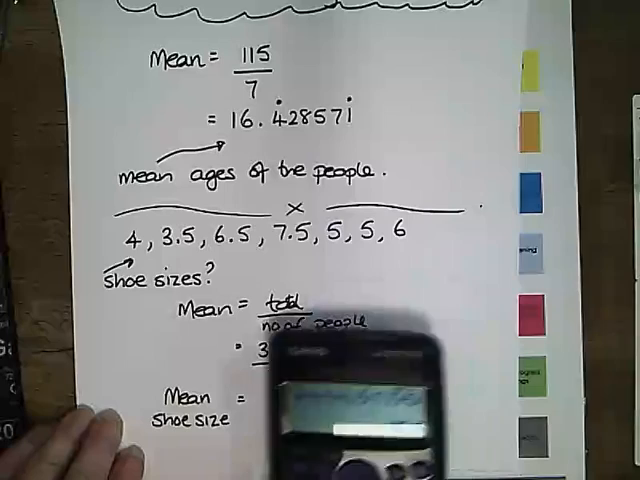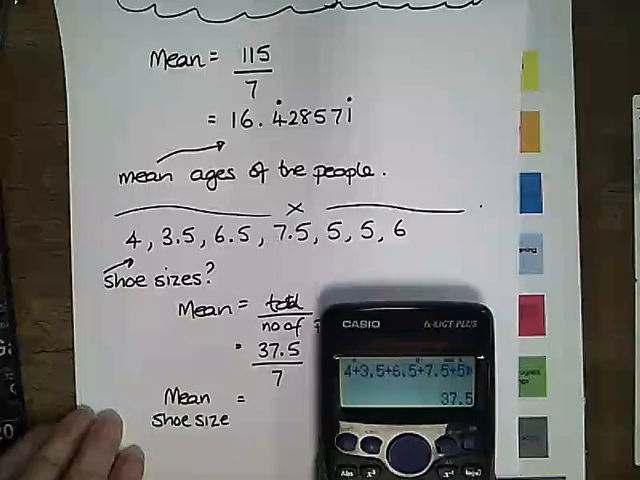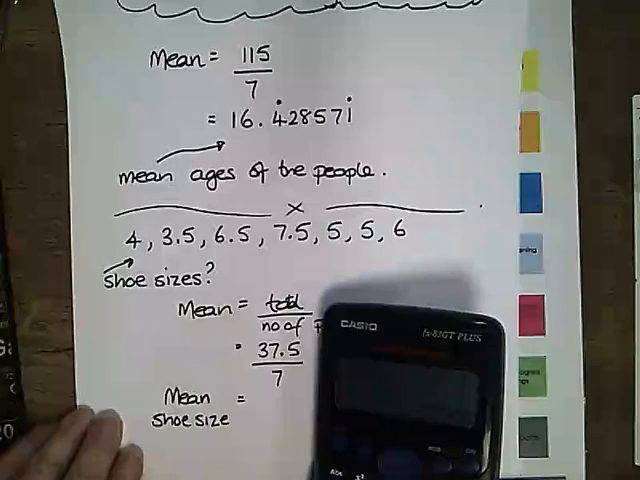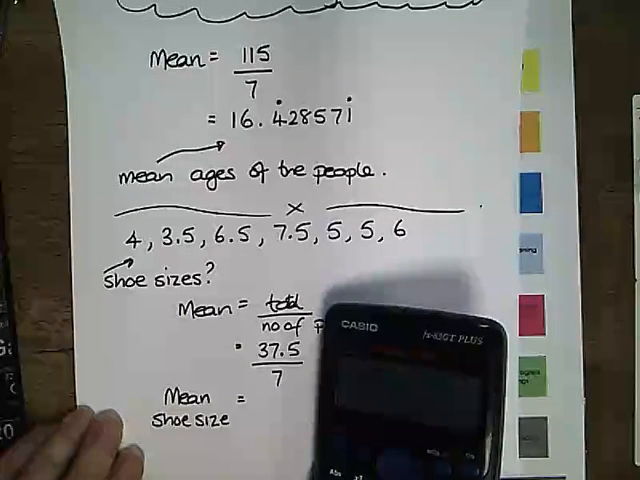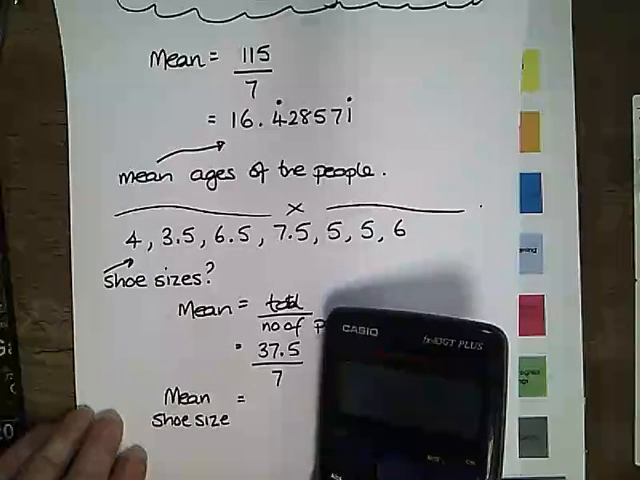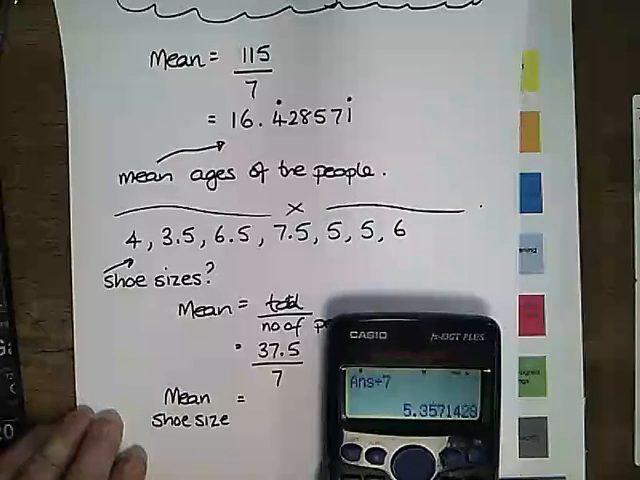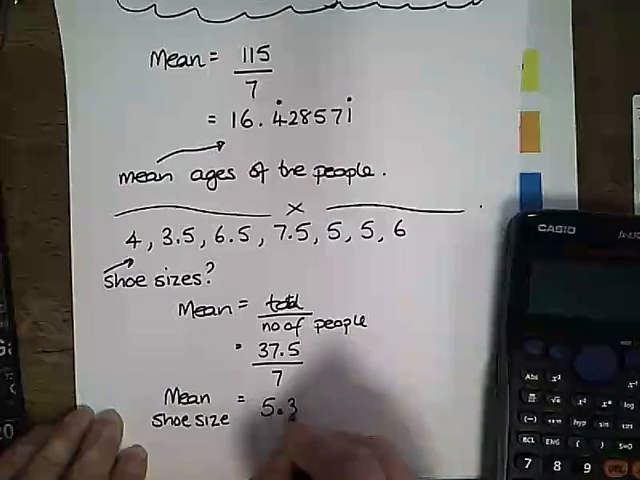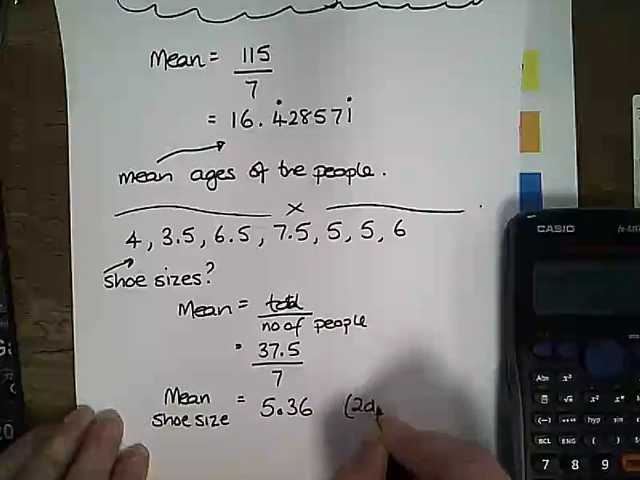Okay, so my mean shoe size is this number divided by 7, which is another recurring decimal. Let's round it to 2 decimal places, so 5.36 to 2 decimal places.